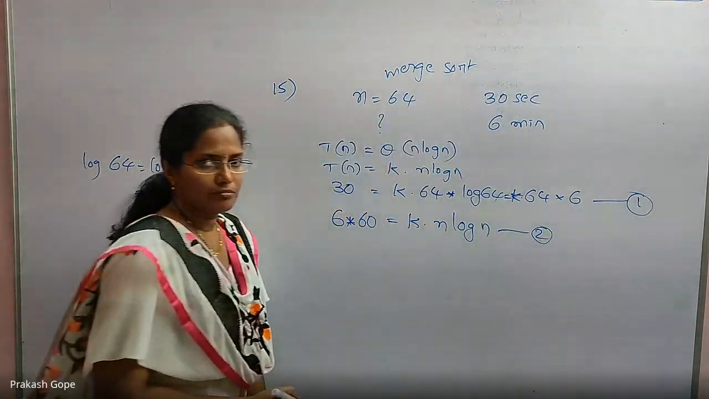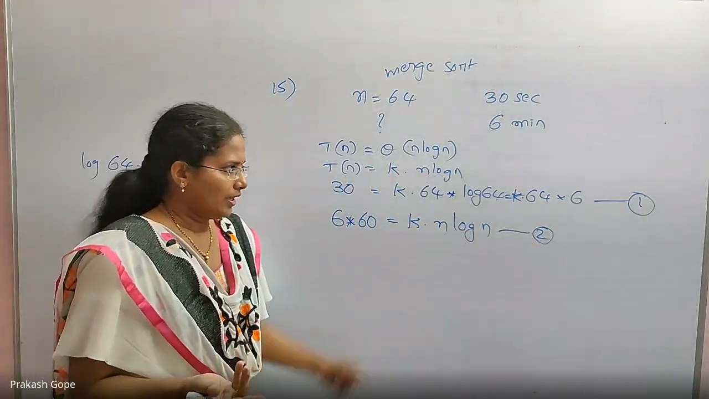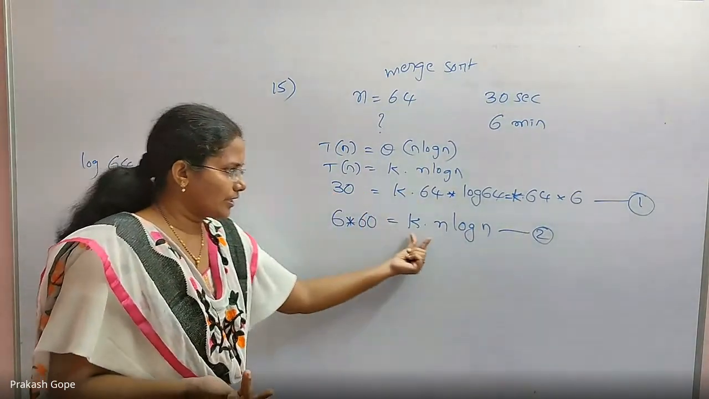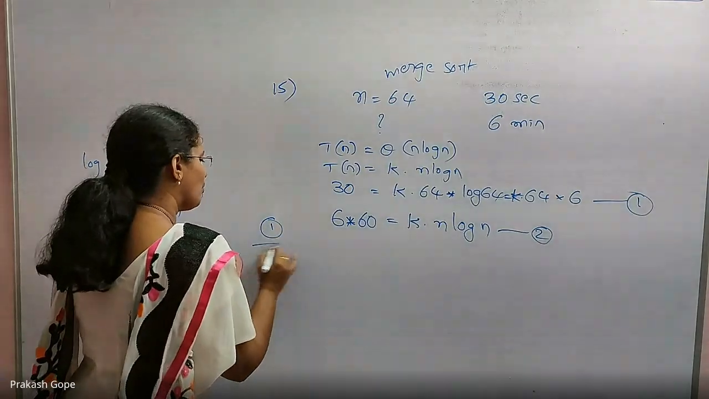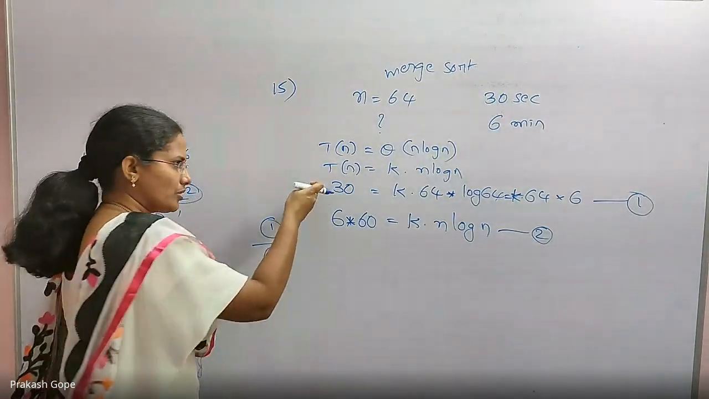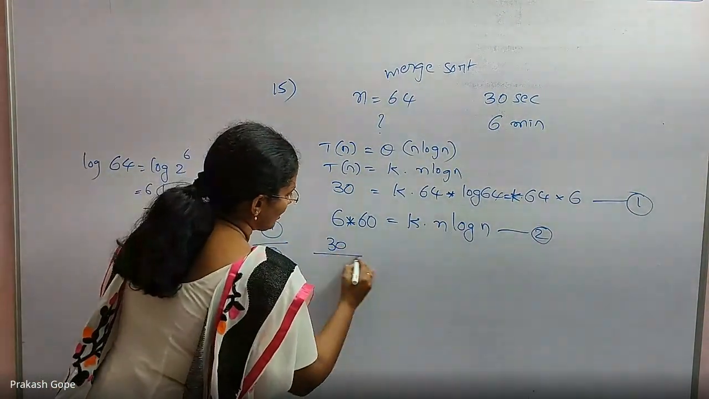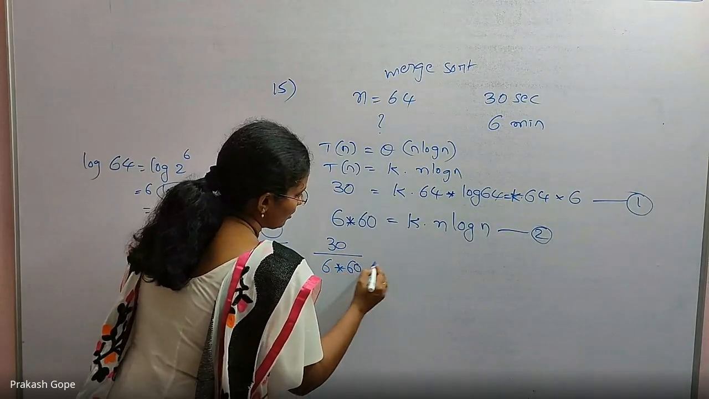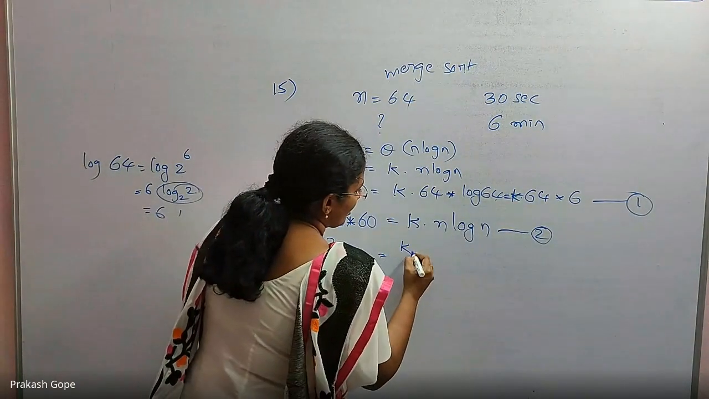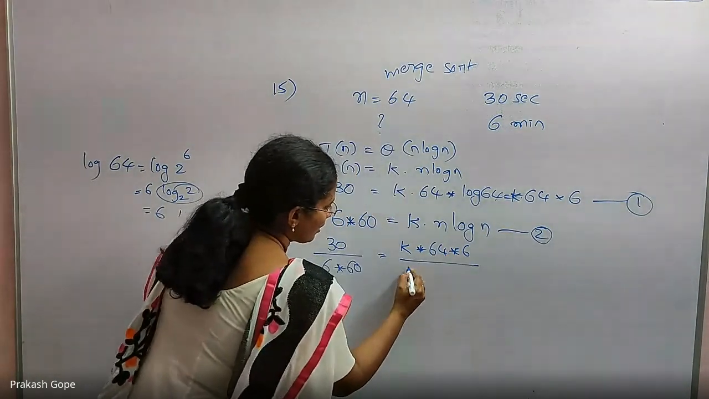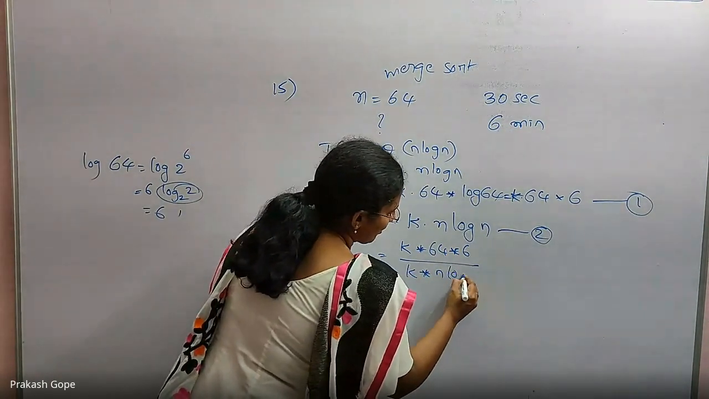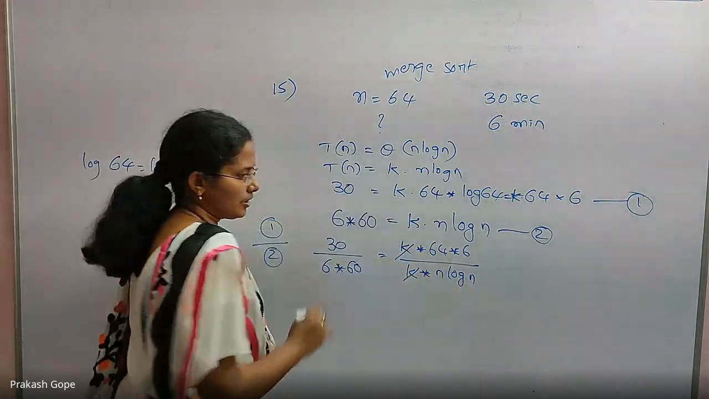Second equation. Either by using this, you find out k and substitute here, or if you want to avoid k, I will say first equation by second equation. 30 by 6 into 60 is equal to k into 64 into 6 by k into n log n. k cancelled.